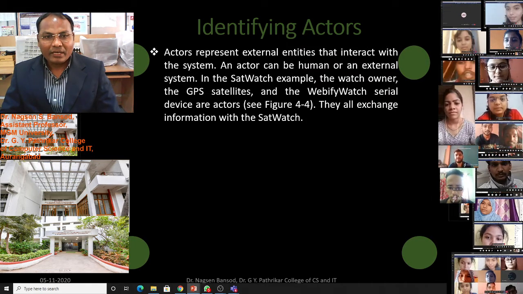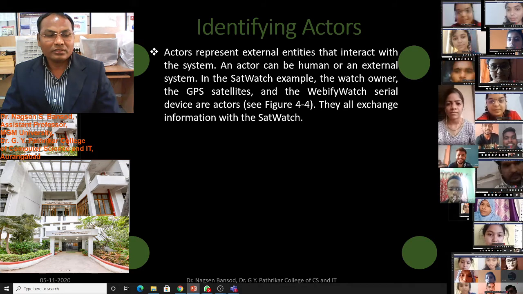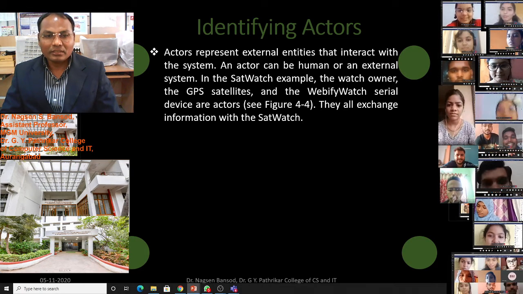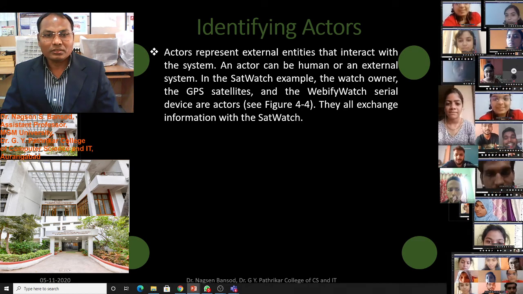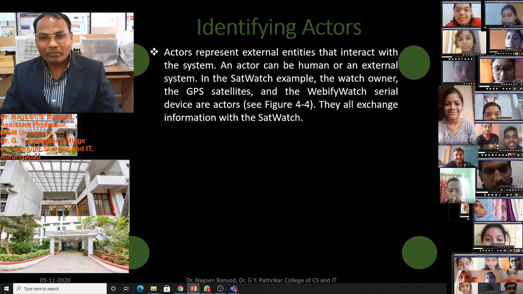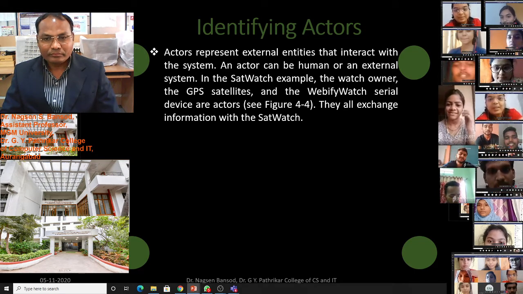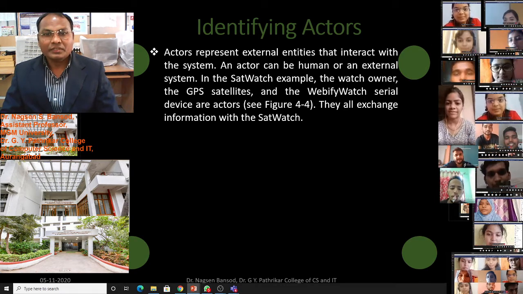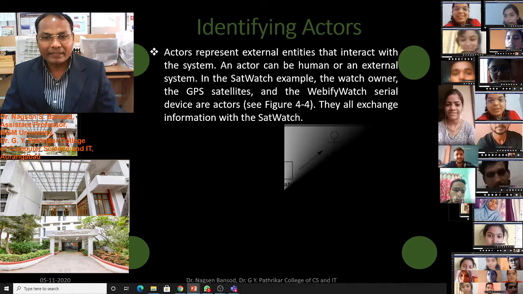Identifying actors. Actors represent external entities that interact with the system. An actor can be a human or an external system. In the SatWatch example, the watch owner, the GPS satellite, and the Webify watch serial device are actors. They all exchange information with the SatWatch, therefore we can say these are all actors.